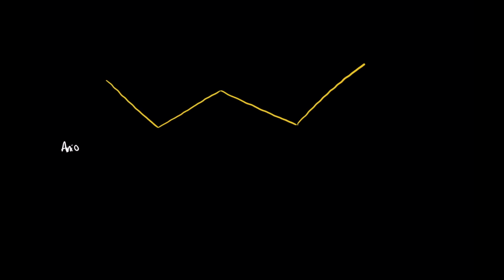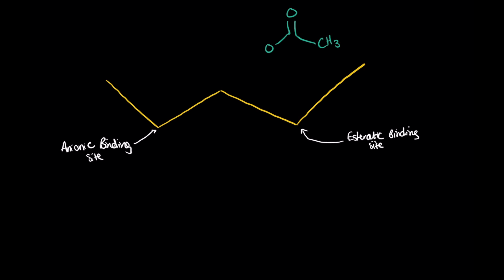Imagine this enzyme as a W. There are two sites, an anionic binding site and an esteratic binding site. If we go back to the structure of acetylcholine, which thankfully you don't need to memorize for the exam, the choline part has a quaternary amine group. Quaternary amine is a fancy way of saying it has a nitrogen atom which has 4 bonds, and so it's positively charged permanently. The other end has an ester group, which is a COOR group in the molecule.